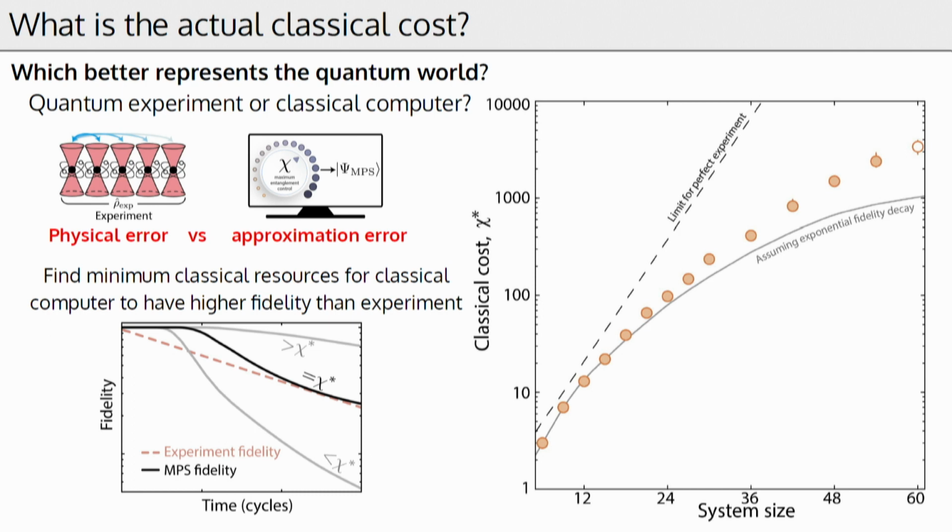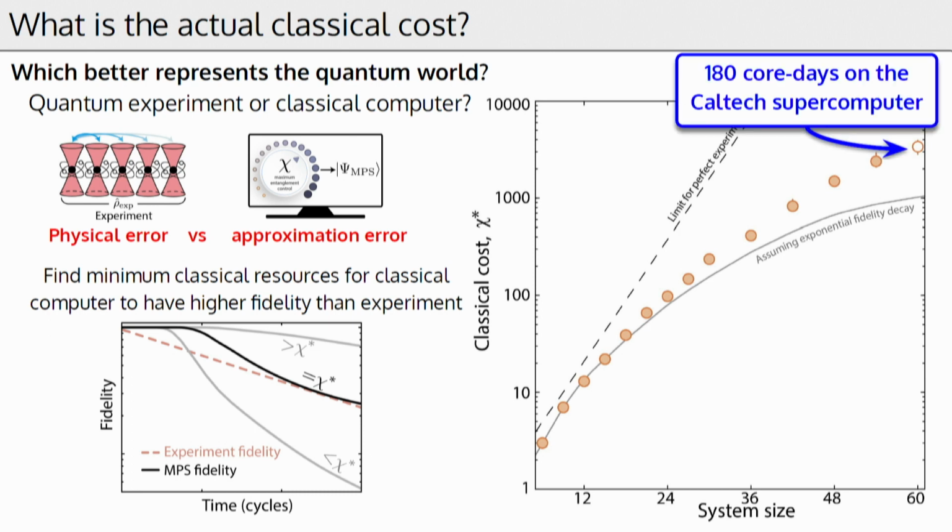I know that this y-axis here might not be too familiar to people, so I'll put one data point on here, which is that for this last data point at 60 qubits, to do the classical simulation of our system at this point would require around 180 days on the Caltech supercomputer to run. That has to be qualified in a couple of ways.